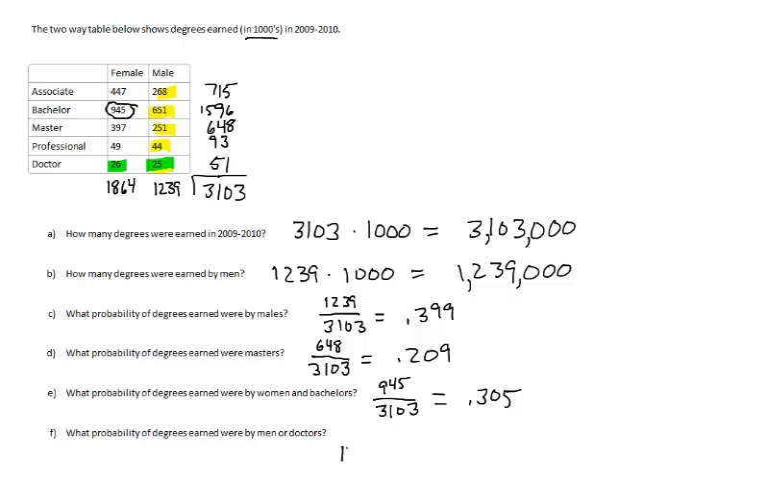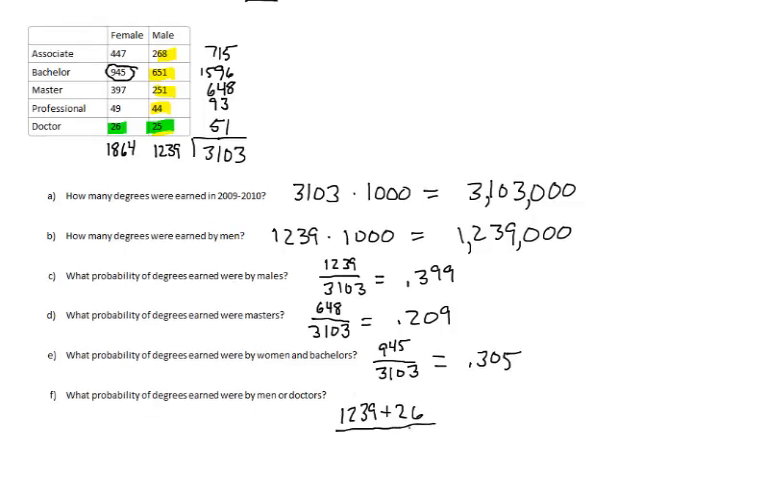So this is 1239 plus 26, divided by the total number, which was 3103. That gives us 1265 divided by 3103, and that equals 0.408. Another way you could do this, if you didn't want to look at the male column and add the one value that wasn't included, is to just add all the numbers that are highlighted, and just make sure again that you don't add 25 twice. And that's our video on two-way tables.